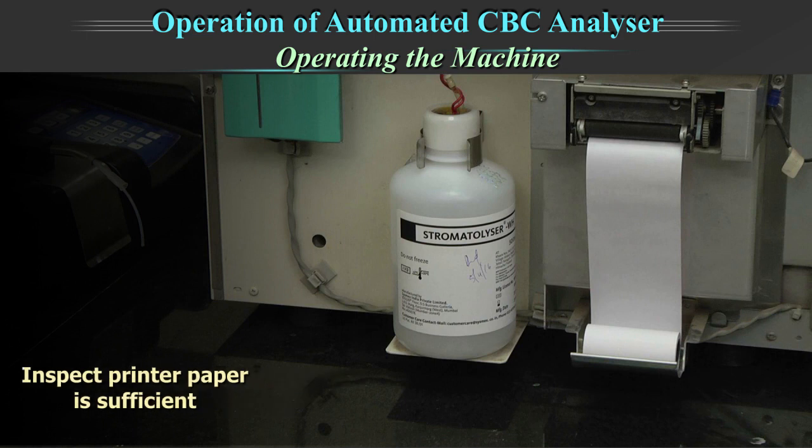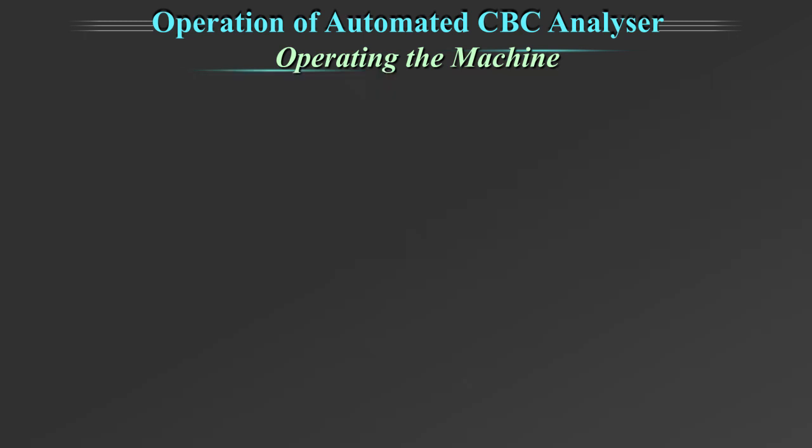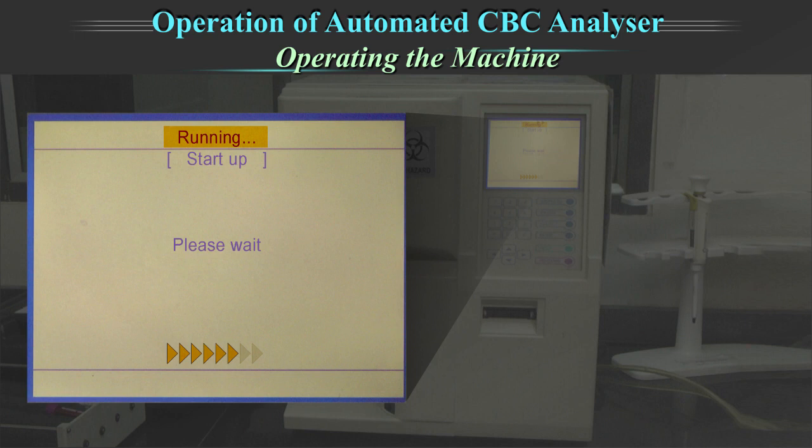Inspect if the printer paper is sufficient for the day's print. Wear your protective equipment. Standard precautions are to be exercised at all times while handling samples, equipment sampling, and maintenance. Now, switch on the machine. Startup process begins, and this usually takes 4 to 5 minutes.